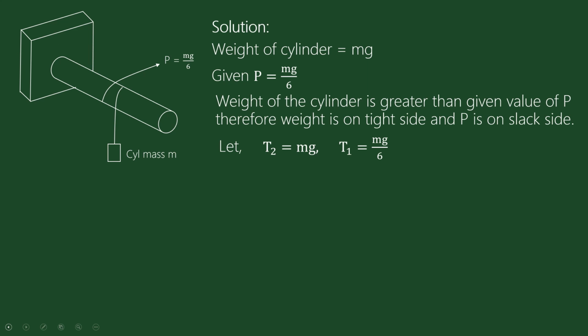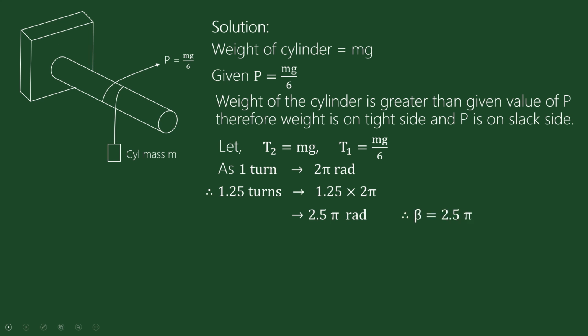Now, we have to convert turns in terms of angle. One turn means one rotation is completed, and you know that one rotation is equal to 2 pi radian, and therefore, we can find that 1.25 turns is equal to 1.25 into 2 pi. It means that it is equal to 2.5 pi radian. In short, we can say that the lap angle, that is beta, is equal to 2.5 pi radian.